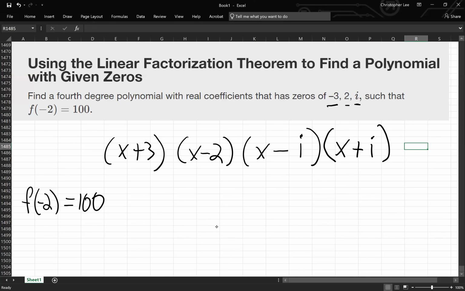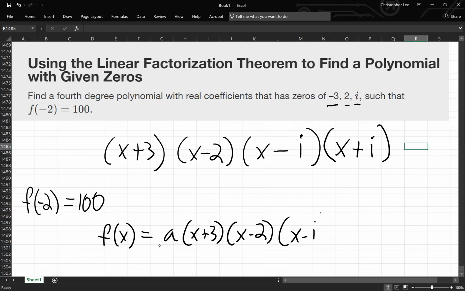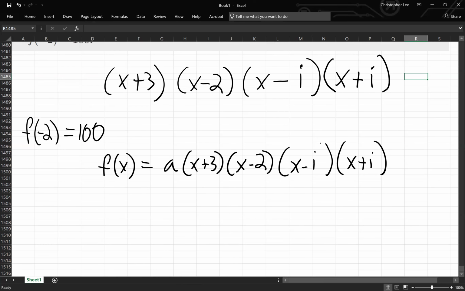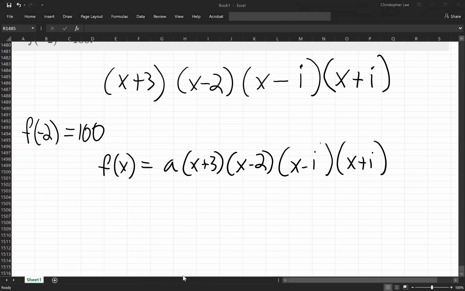Now you already know the distribute, all that good stuff. So what I'm telling you is that there's going to be some function f of x equal to a times whatever this is, x plus 3, x minus 2, x minus i, and then x plus i. So now we just got to figure out that a, and then we're good to go. We're off to the races, and we'll figure out our full answer.